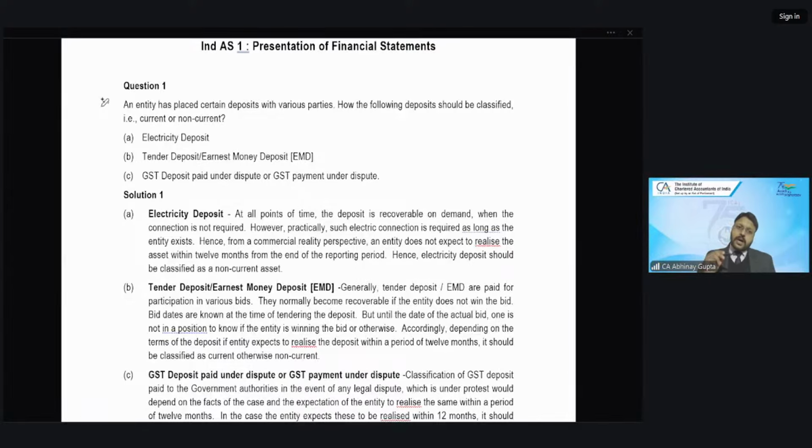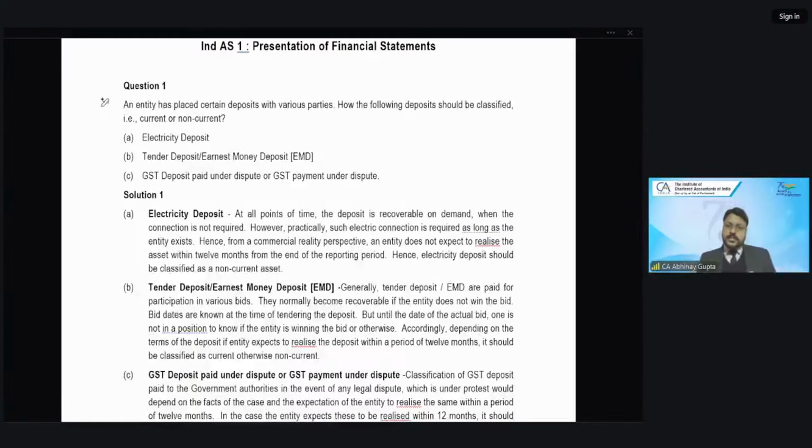Correct. So whenever there is an upward revaluation for any asset, and there was no historical downward revaluation for that very asset, then the upward revaluation is recorded in OCI, right? That's what Ind AS 16 has guided, correct?